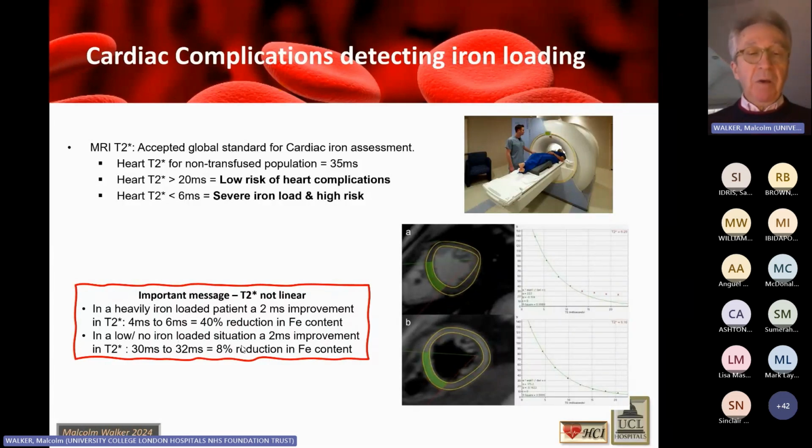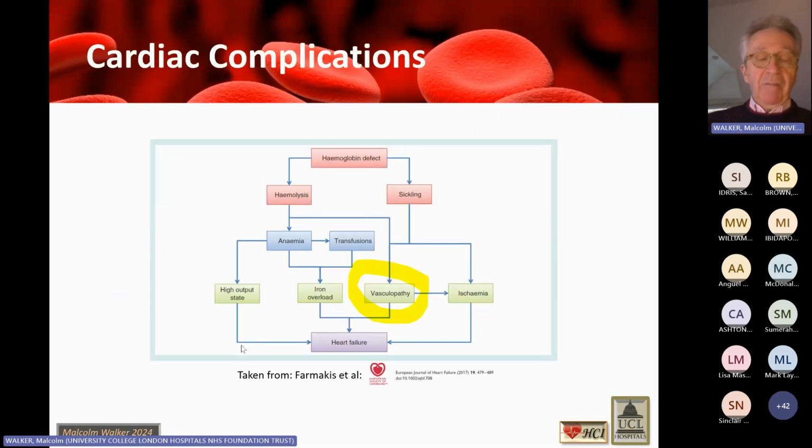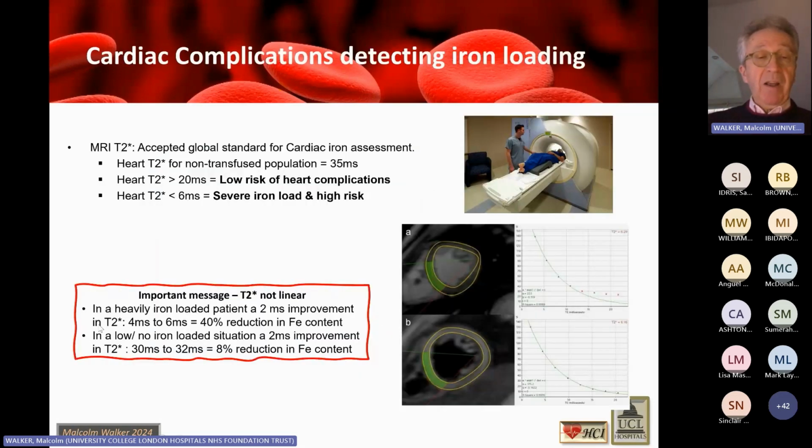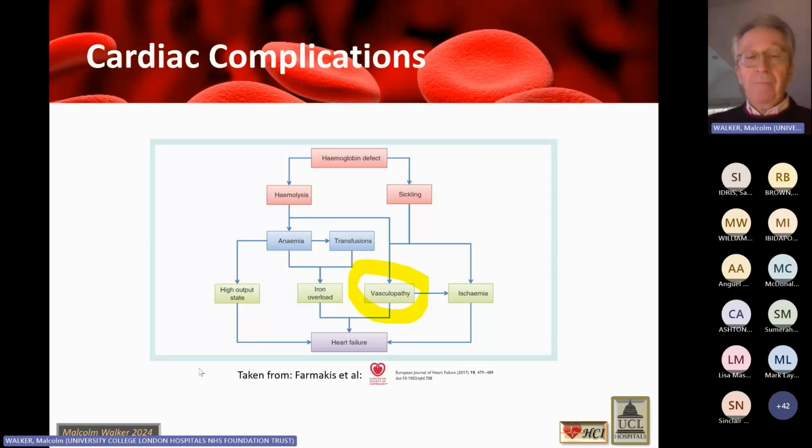Just bear that in mind, because my patients used to get depressed if they went from 4 to 6 to 8. And I said, well, you've already reduced your iron content by a half. And others might be jubilant at going from 30 to 32. And I say, well, really, that's not really worth terribly much. That's just a little background about the T2 star.